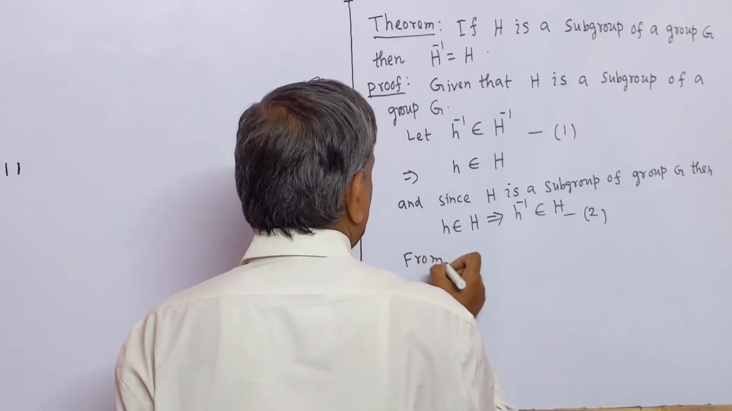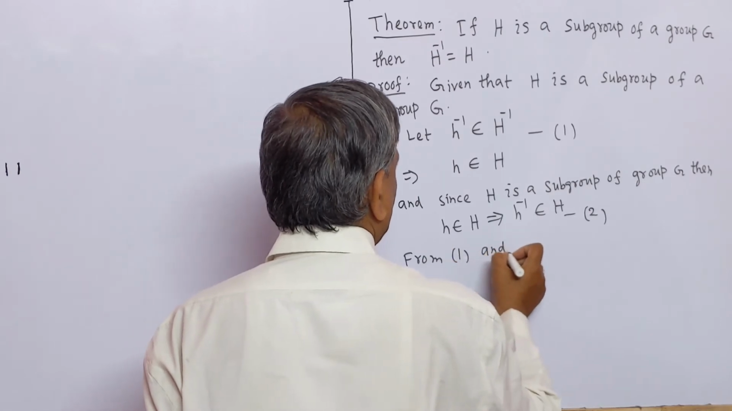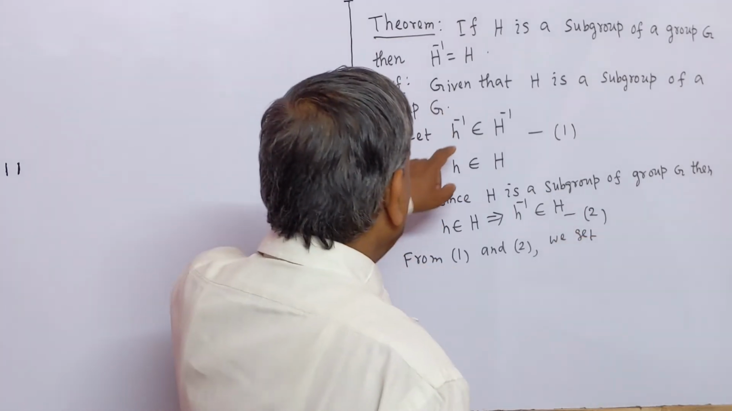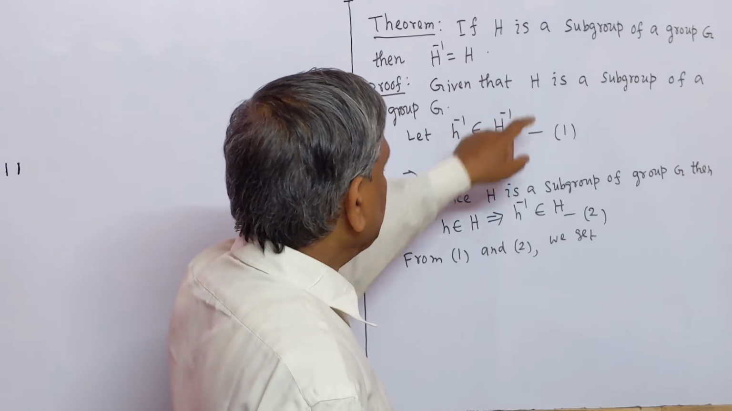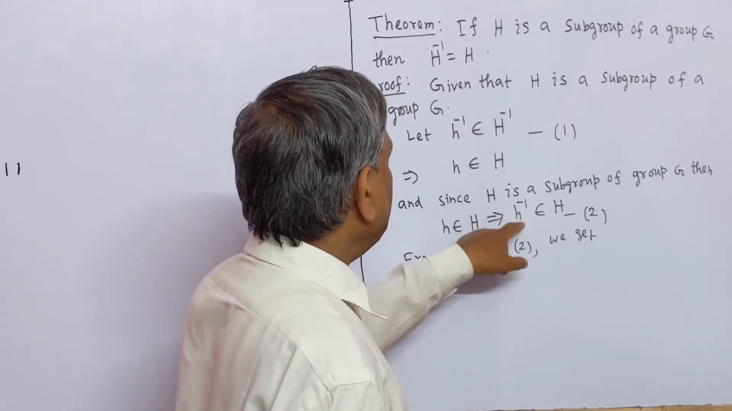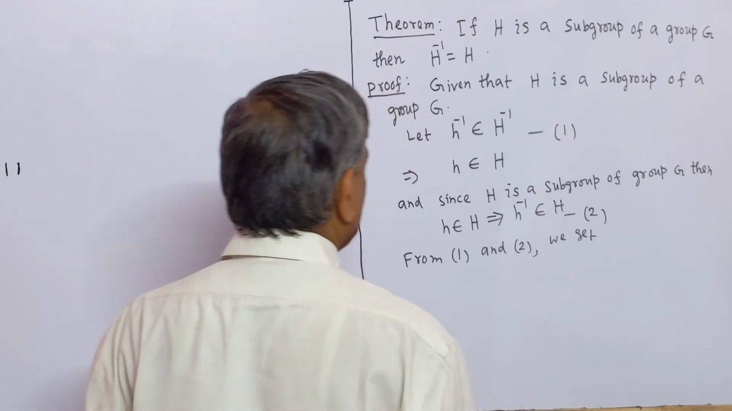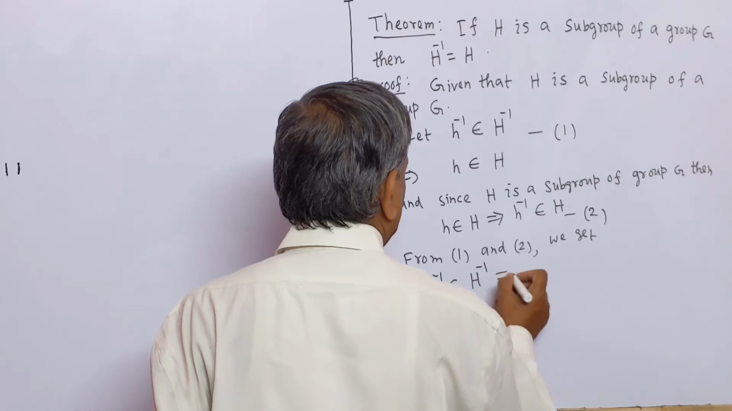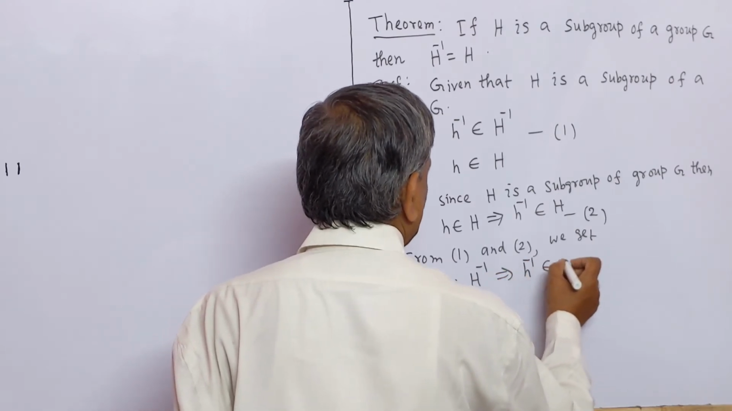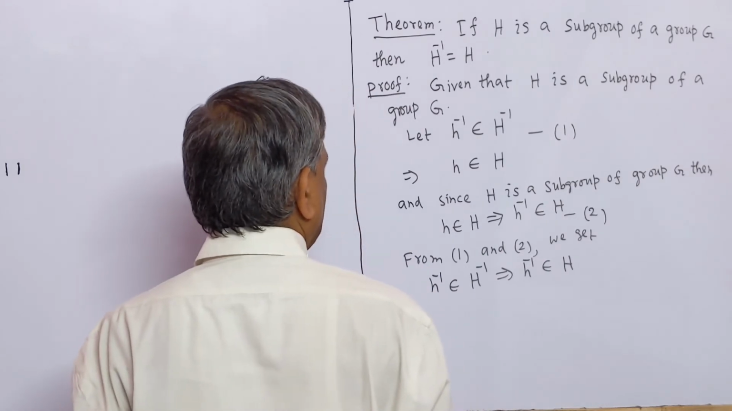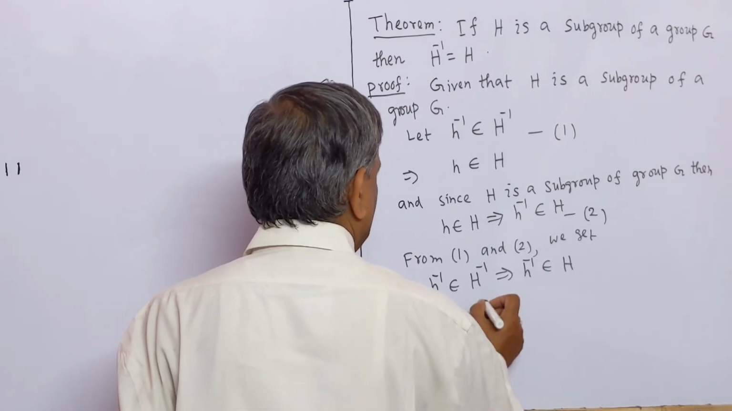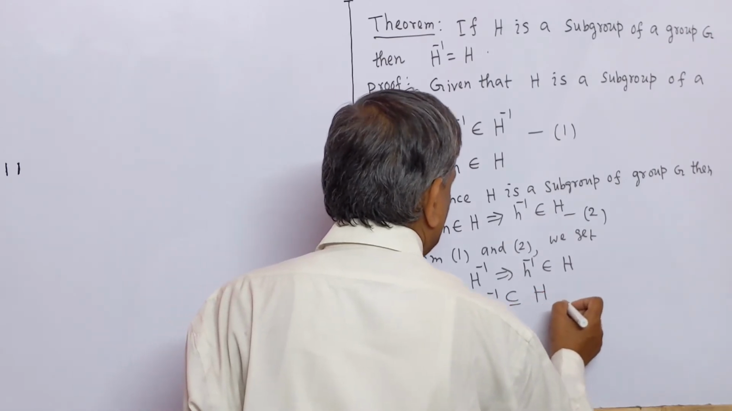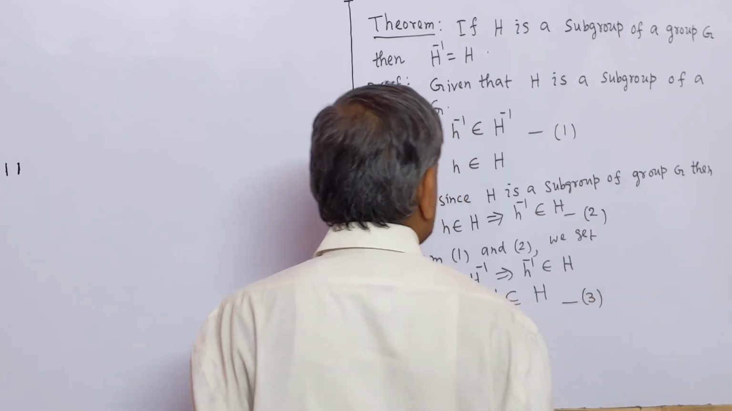From 1 and 2 we get, here h inverse belongs to capital H inverse implies that h inverse belongs to capital H. This implies that capital H inverse is a subset of capital H. This is number 3.